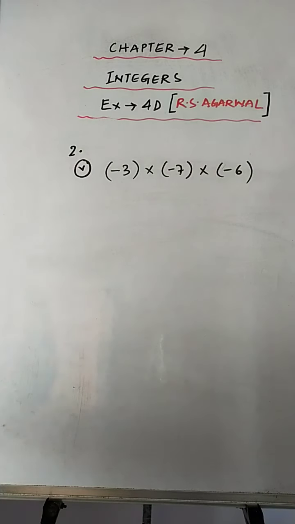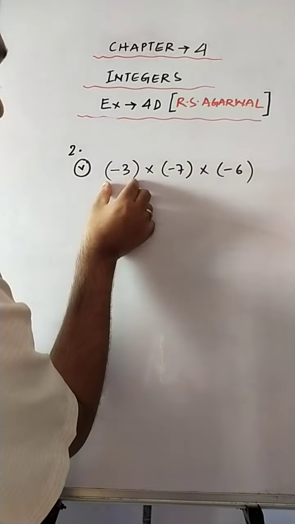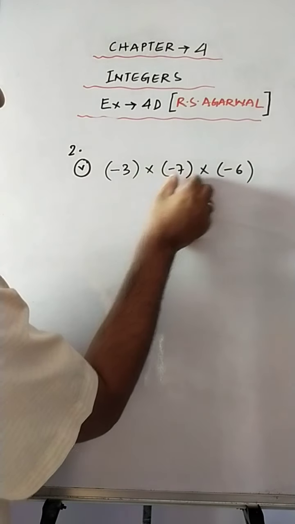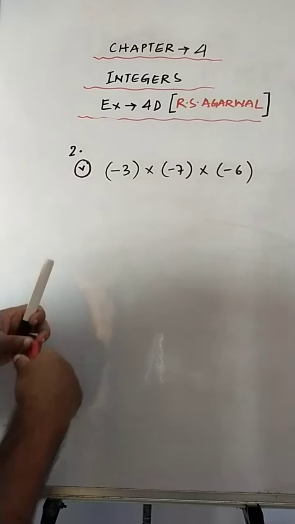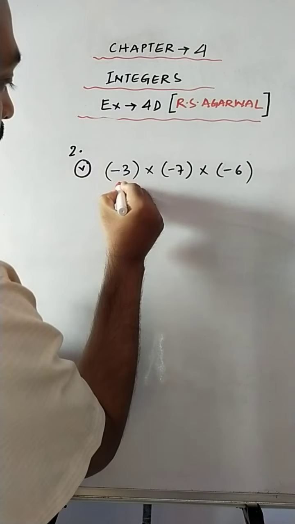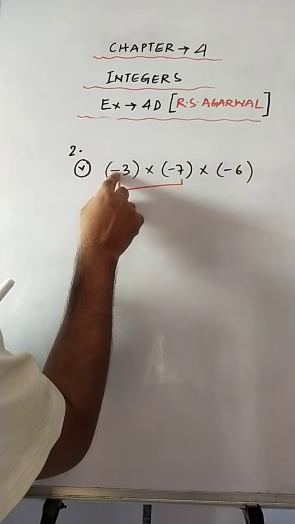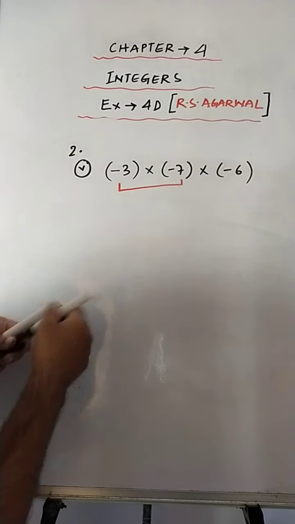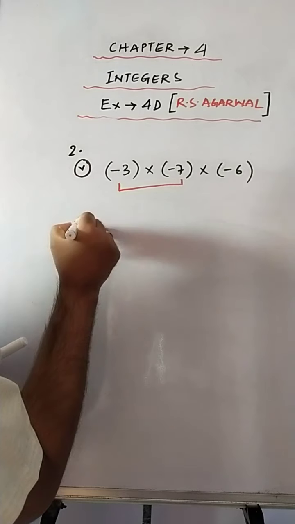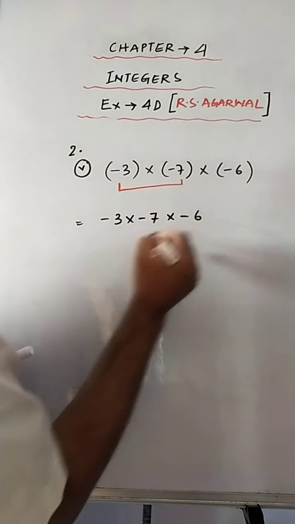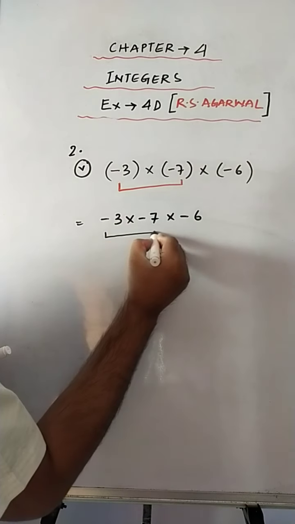In question number 2, we have 3 numbers, all with a negative sign, and we have to multiply all these numbers. So how to do it? First of all, you multiply these 2 numbers first, that is minus 3 into minus 7. First of all, we'll remove all the brackets: minus 3 into minus 7 into minus 6. Fine, so we have to multiply these 2 numbers first, isn't it?